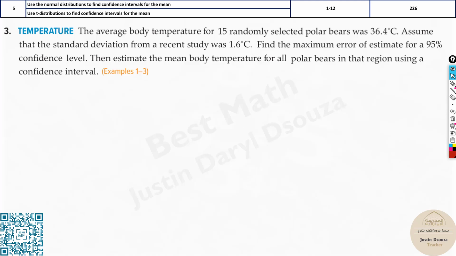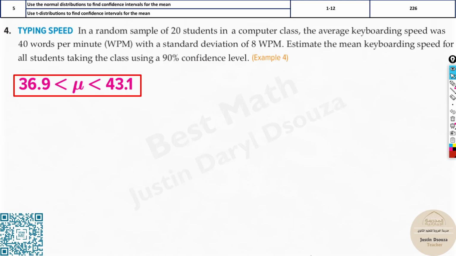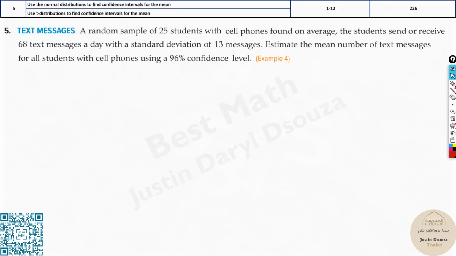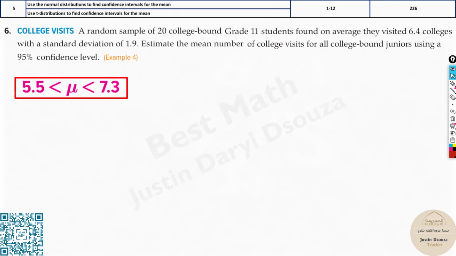Similarly, please do try these problems by yourselves, same as what we have done in the past two problems, and then check the answers here. All the answers are given over here. So this one as well, and over here also. And this is the same thing as well. All the standard deviation, confidence level, mean, n values are given. So it's very easy to solve these.